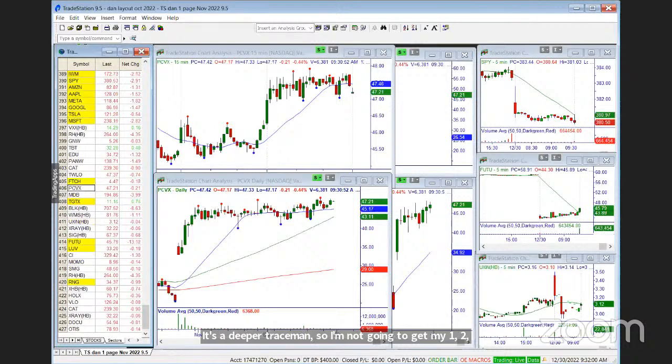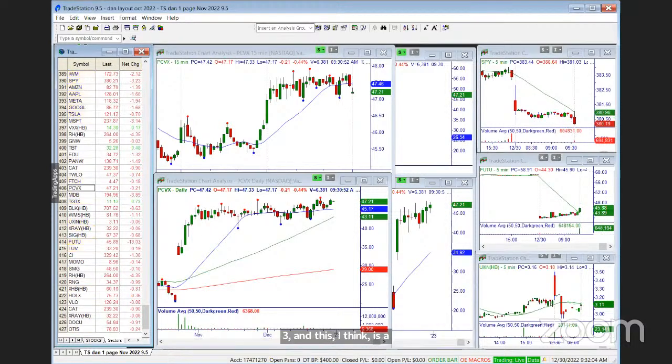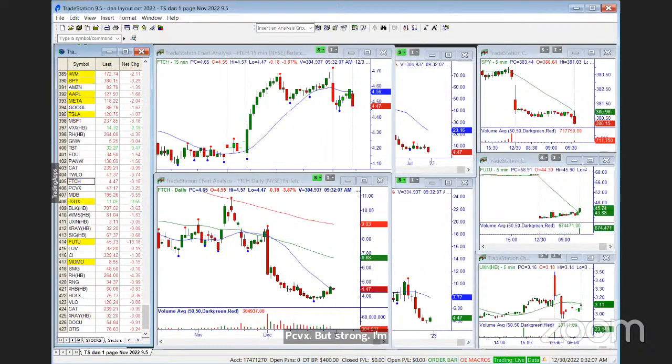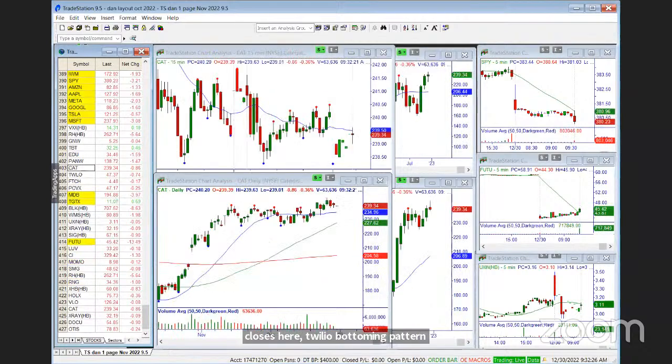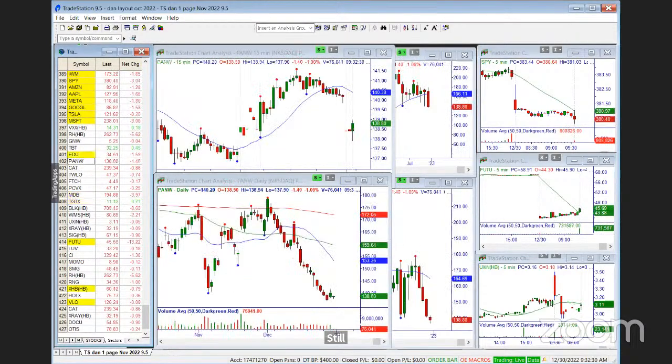This I think is a bio also, PCVX, but strong. Fitch. Fitch. This would be a one. This would be a double 1, 2, 3. You had a minor 1, 2, 3 bottoming pattern. Now we get another 1, 2, 3. That looks higher if it closes here. Twilio bottoming pattern, cat. Still just cat. You know, cat's a go-to.